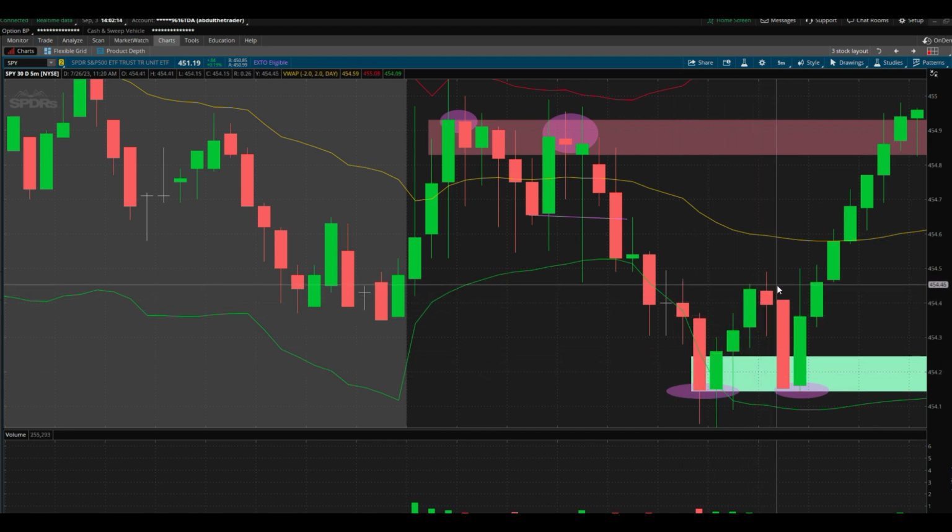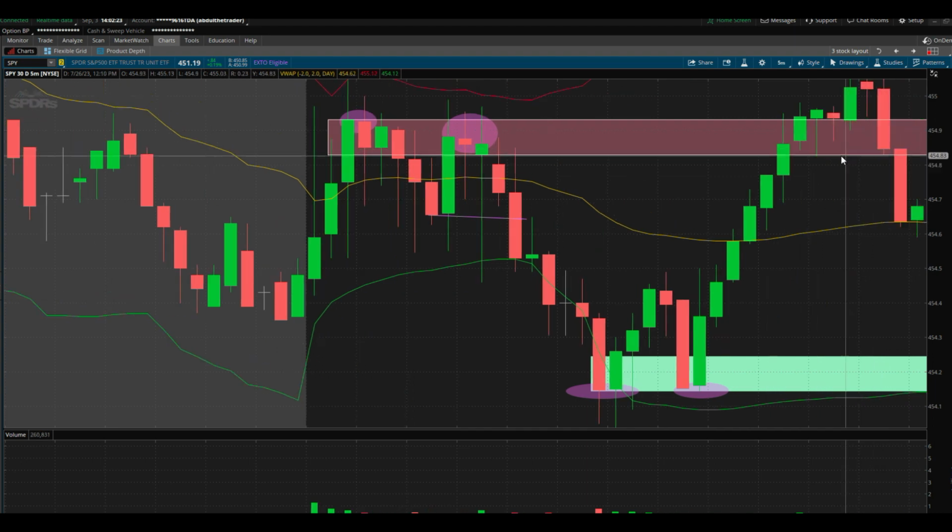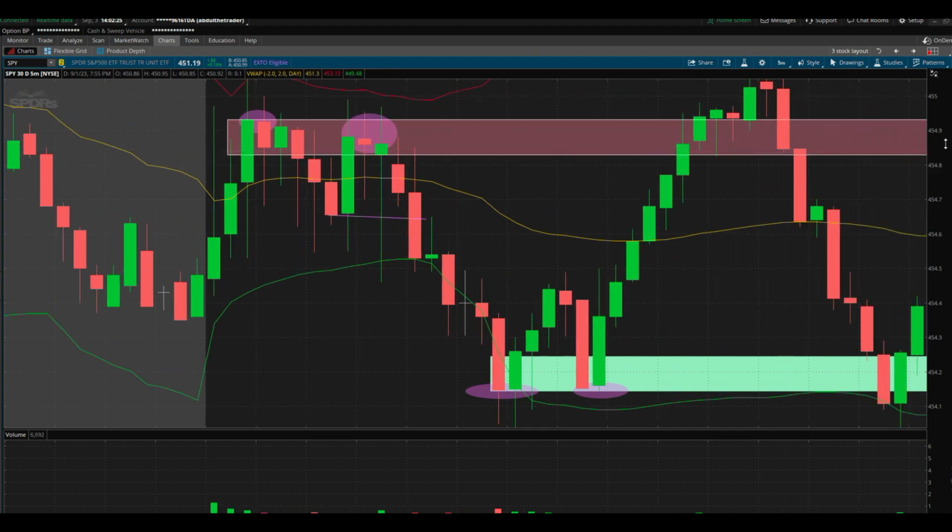And the secret sauce was, once this zone was created, the retest, and then to take the trade out of the zone back to supply. What a beautiful, beautiful trade.